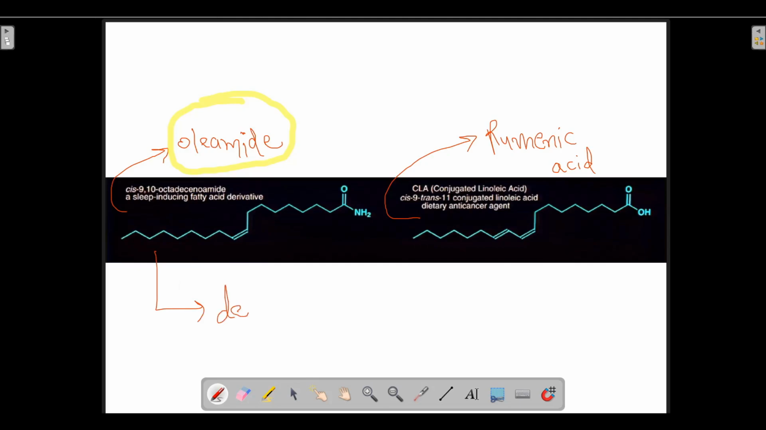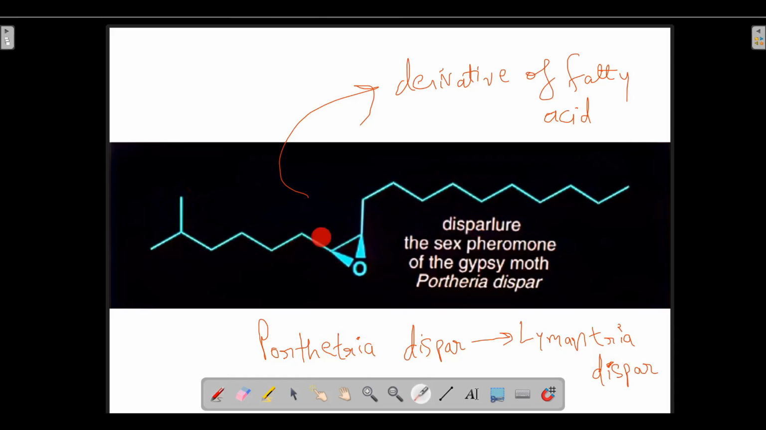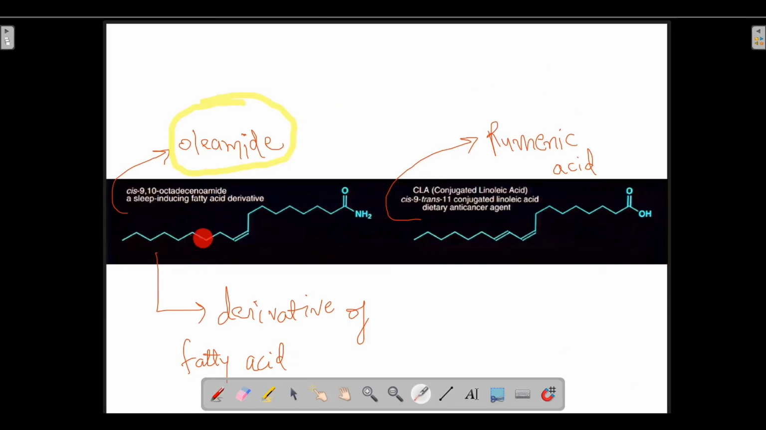It is a derivative of fatty acid, and this particular compound disparlure is also a derivative of fatty acid. Okay, so this particular compound, have a look, disparlure, this is also a derivative of fatty acid, and this particular compound oleamide is also a derivative of fatty acid.